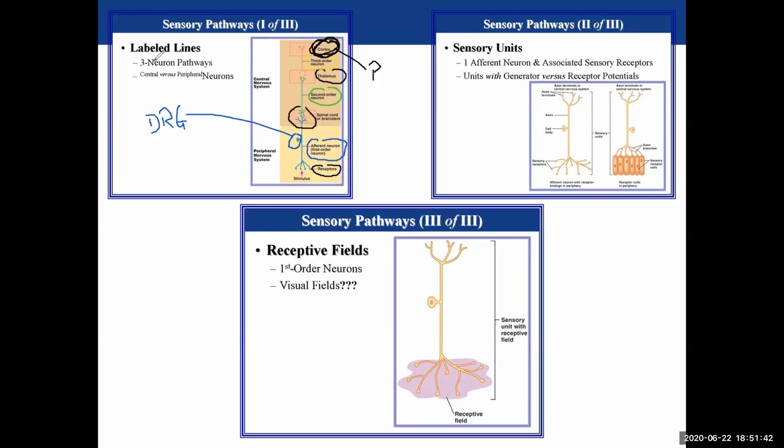So that's why we call it a 3 neuron pathway: first order neuron, second order neuron, and third order neuron. Among the 3 neurons, only the first order neuron is a peripheral neuron. The second order neuron and the third order neuron are both central neurons. They are classified as part of the central nervous system.